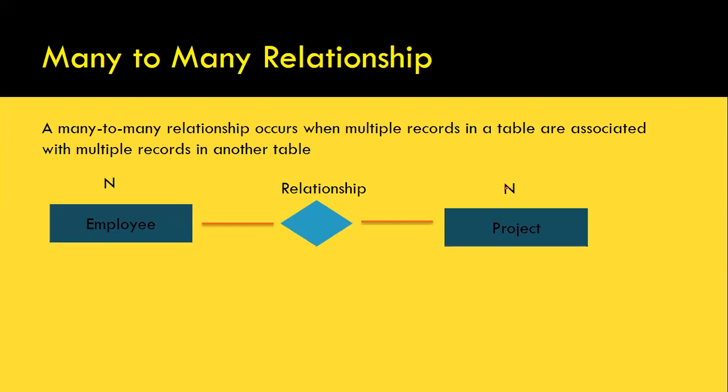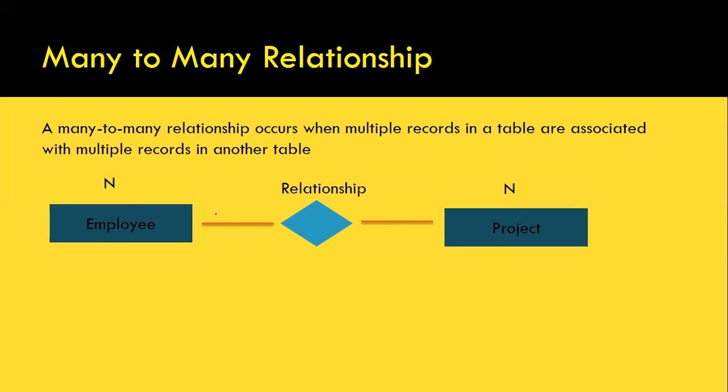We are left with the many-to-many relationship. This is one of the important relationships, and you need to remember this. In almost all the interviews I've seen, this question was asked by the employers. My students pose this question too. So what is a many-to-many relationship? It occurs when multiple records in a table are associated with multiple records in another table. It might be confusing.